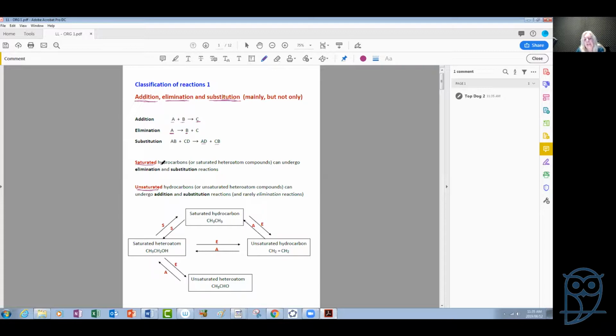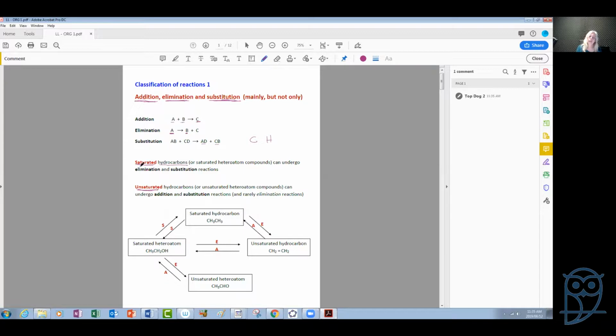So saturated hydrocarbons are hydrocarbons that have, first of all, hydrocarbons are compounds that are only made of carbon and hydrogen and nothing else. If they are saturated, it means that all the bonds involved in these hydrocarbons are single bonds, okay? Which means every carbon is bonded with four other items, which can be another carbon or hydrogens.